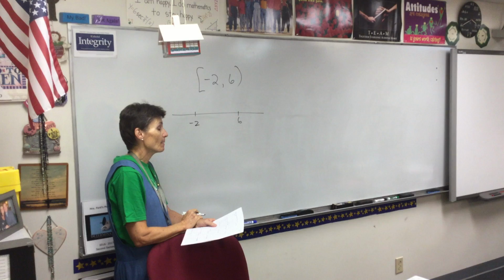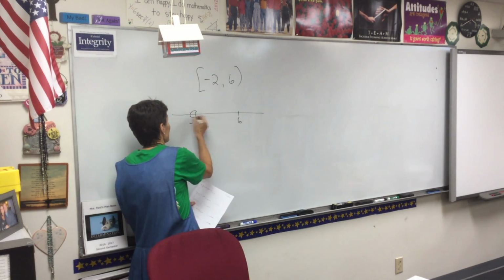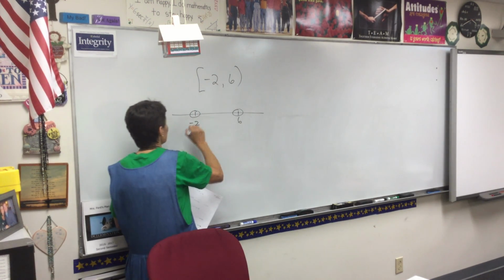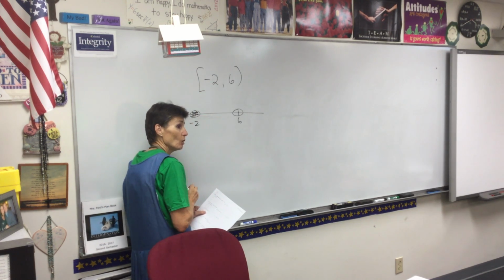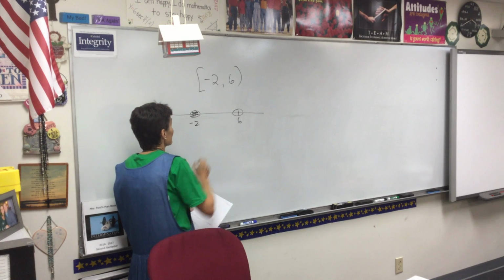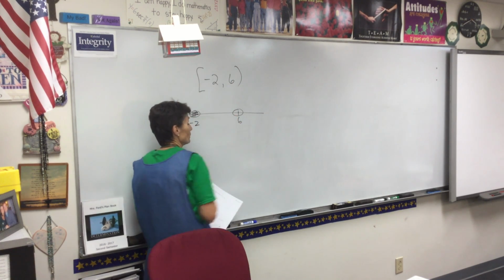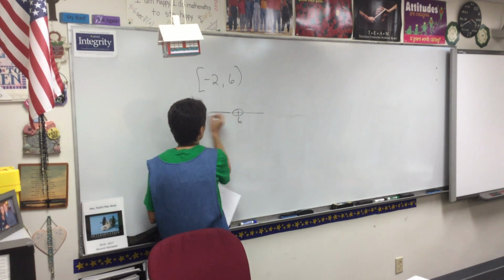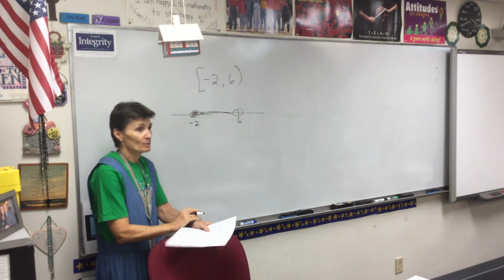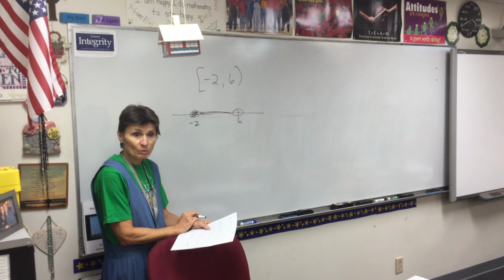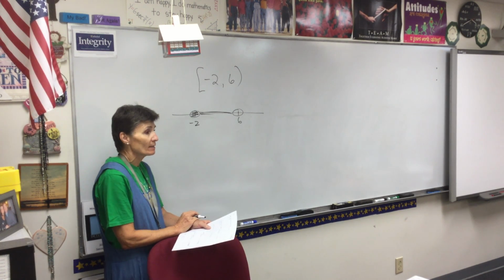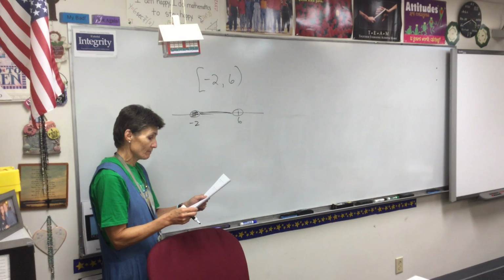Put our two numbers on the number line. And as Hunter said, the bracket means you close in the dot. That's a closed interval notation. The parentheses means you leave it open. And then we color everything in between. Easy enough, right? So we're talking about all the numbers between -2 and 6, including -2.